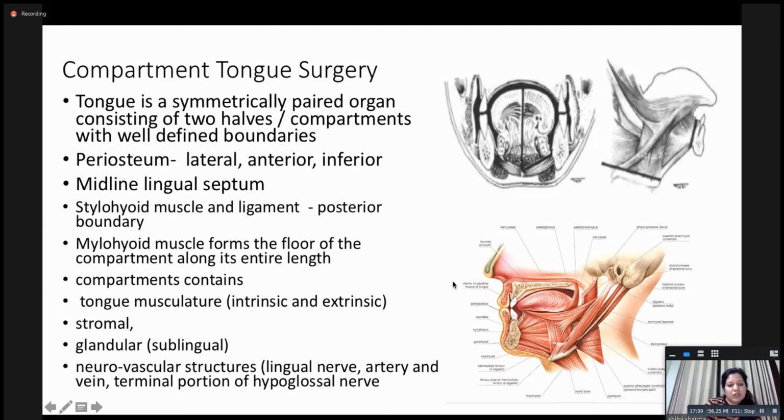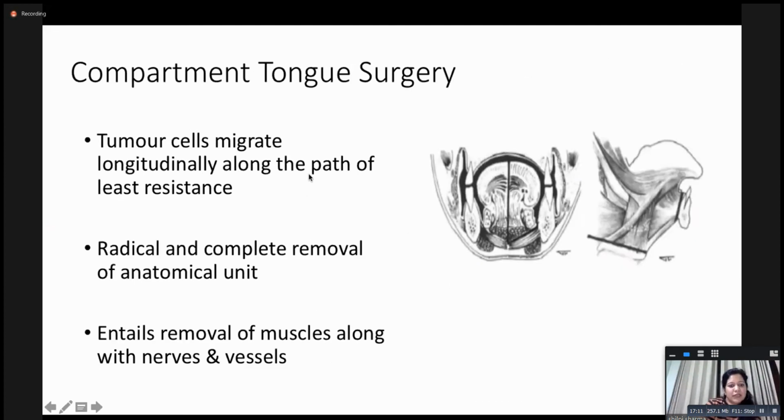So they hypothesized that in tongue cancer, this is the easiest pathway for the migration of tumor cells. So even if your tumor is located somewhere in the midline, if you remove the whole compartment, the chance of cure is very high, and the recurrence risk is minimized, because it entails the removal of the whole of the muscle bundle along with the nerves and vessels.